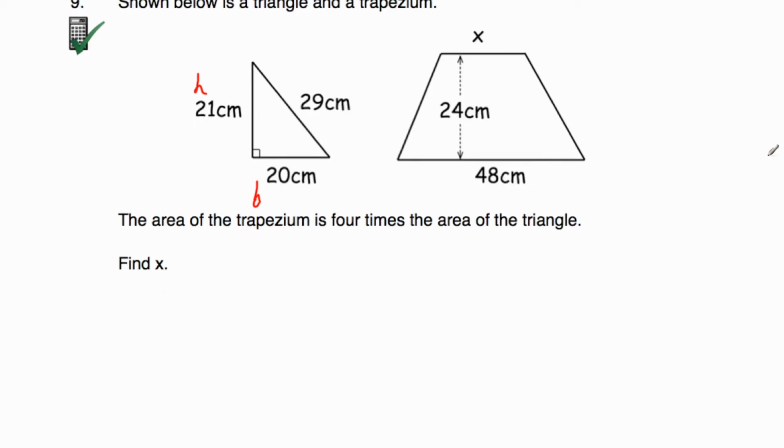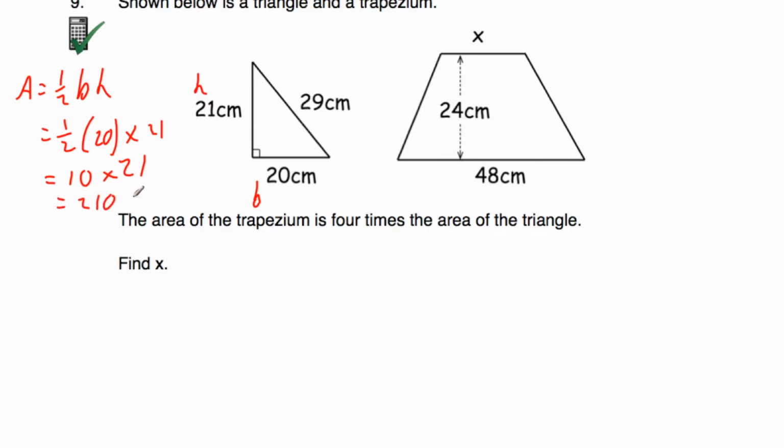So let's start off with our triangle. The area of the triangle is equal to half the base times the height. Half of the base, 20, is 10, multiplied by the height, which is 21. The height is the distance straight up to the top. The 29 is the diagonal, so we don't need to use that. So 10 times 21 is equal to 210 centimeters squared. So the area of this triangle is 210 centimeters squared. Now the trapezium.